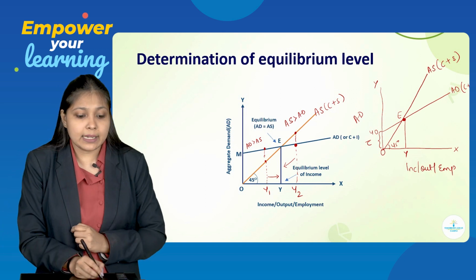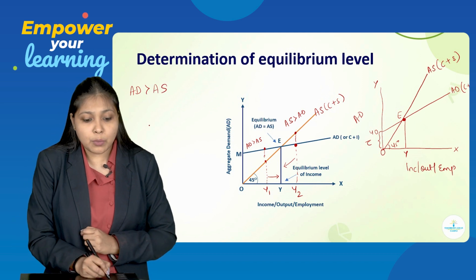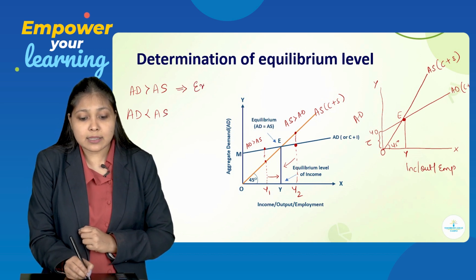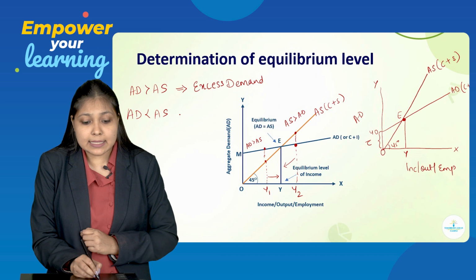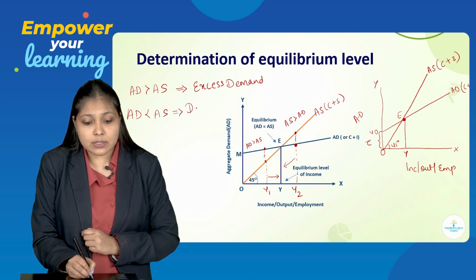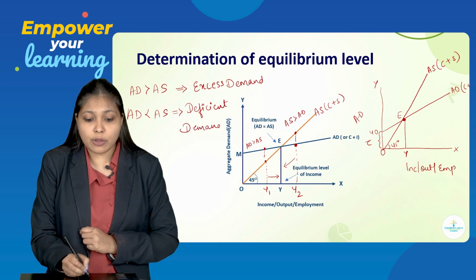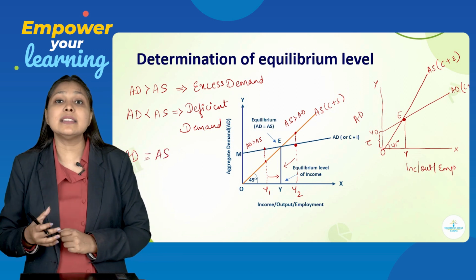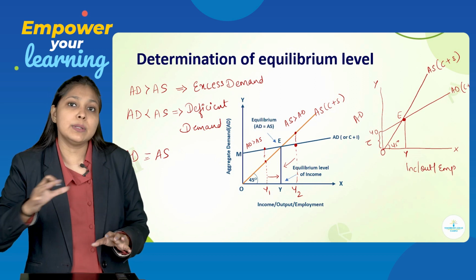because we already said I don't want this situation wherein AD is more than AS. I don't want this situation where AD is less than AS. When AD is more than AS, this situation is called the situation of excess demand. And when AD is less than AS, this situation is called deficient demand. So I don't want either of these conditions. I want AD to be equal to AS, that is the equilibrium position. I always want my economy to be at AD equals AS.